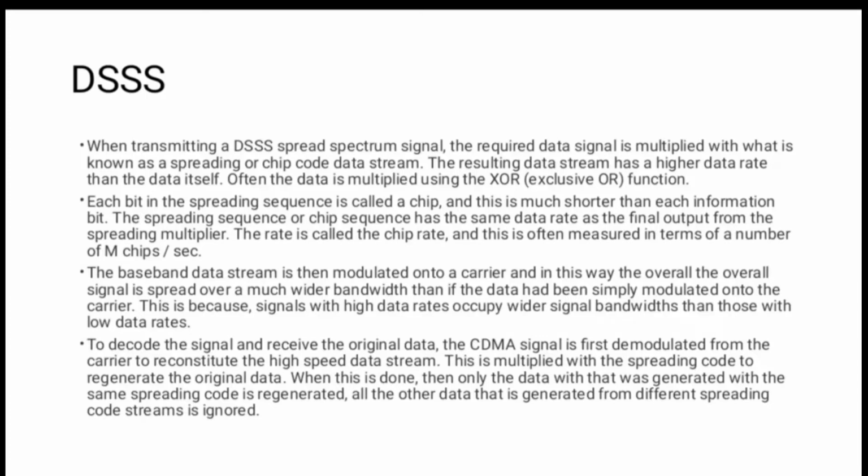To decode the signal and receive the original data, the CDMA signal is first demodulated from the carrier to reconstitute the high-speed data stream. This is multiplied with the spreading code to regenerate the original data. When this is done, only the data that was generated with the same spreading code is regenerated. All the other data that is generated from different spreading code streams is ignored.